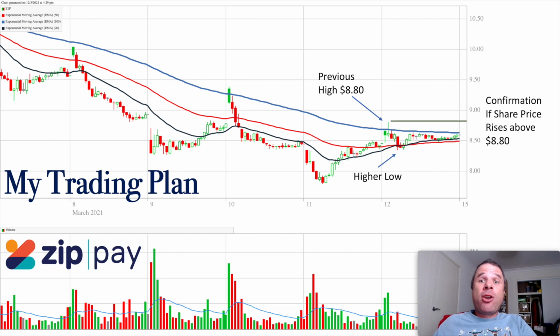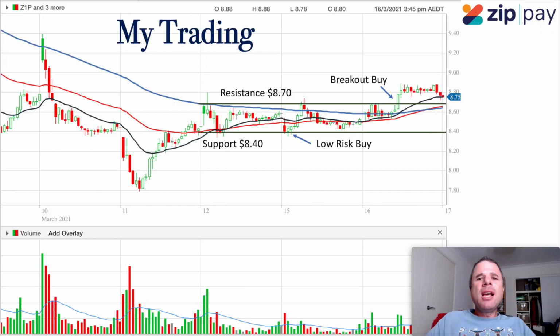And how did that go on the 15th and 16th of March? Well, in the next slide, I'll show you that I slightly adjusted that trading plan. My trading plans around Zip slightly changed when we opened the markets on the 15th of March because a lot of selling came into Zip right on the open and the share price went down to $8.40.